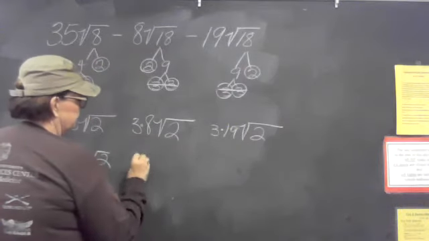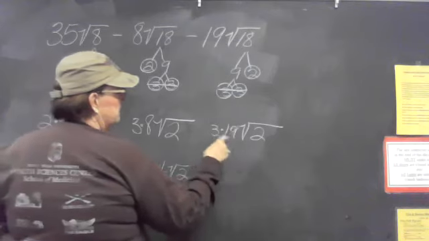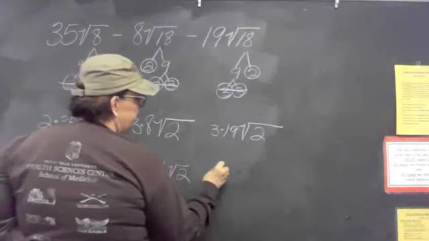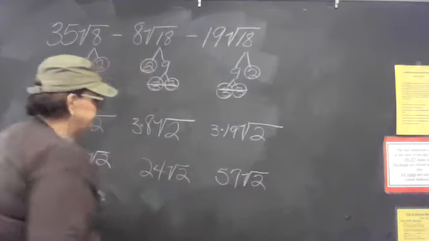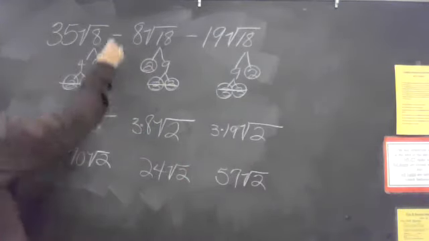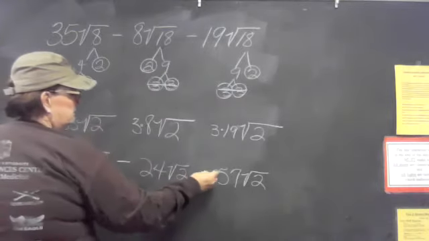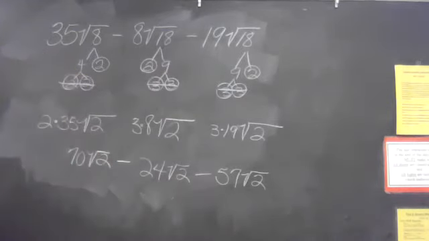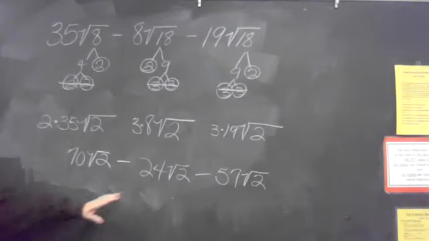And so this one becomes 24 square root of 2, and this one becomes 57 square root of 2. Common terms, huh? Let's get the signs in here. And now, we have 70 of these minus 24 of these, which would be 46. 46 of these right now.